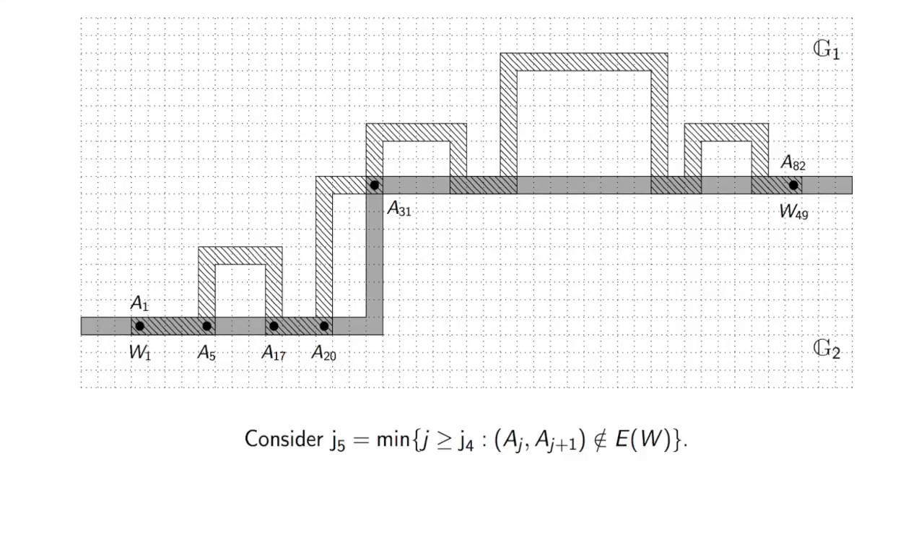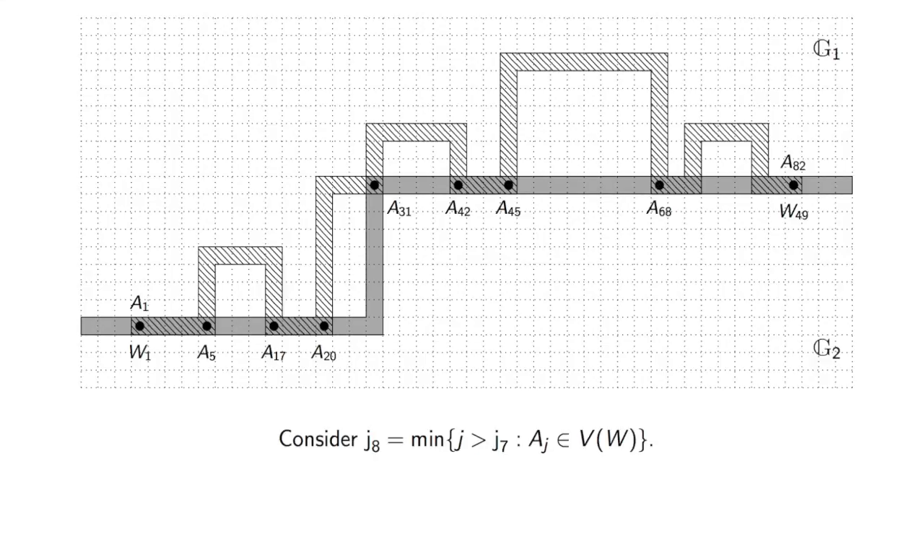Consider the index J5 which is the smallest index greater than J4 such that the edge from AJ5 to AJ5 plus 1 does not belong to the window. In this example, J5 is equal to 31. Consider the index J6 which is the smallest index strictly greater than J5 such that the position AJ6 is in the window W. In this example, J6 is equal to 42. Consider the index J7 which is the smallest index greater than J6 such that the edge from AJ7 to AJ7 plus 1 does not belong to the window. In this example, J7 is equal to 45.